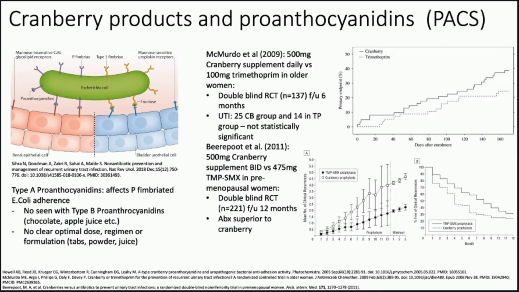Cranberry products are available in various forms. We can find them in tabs, powders, juices. And there's also evidence that consuming the frozen raw fruit can also achieve good concentration of PACs in the urine. But because there's a lot of heterogeneity across different trials, there isn't any specific dose, regimen, or formulation that has been recommended by the guidelines.